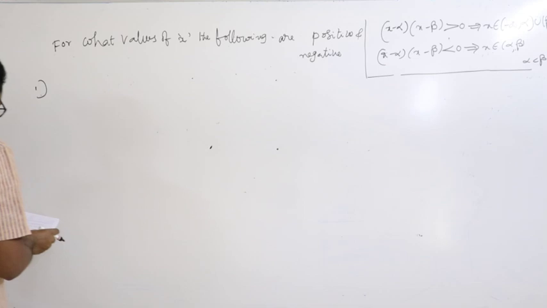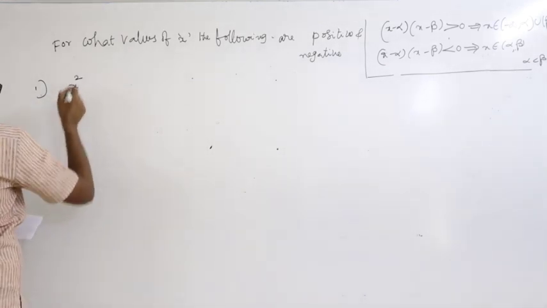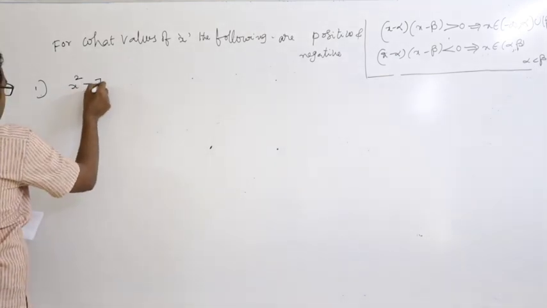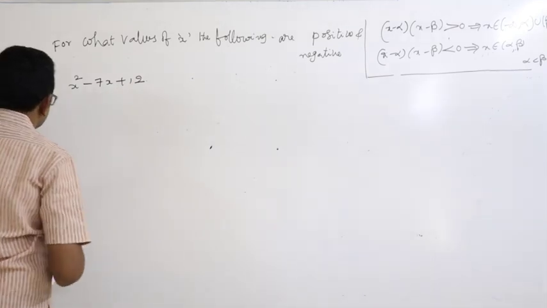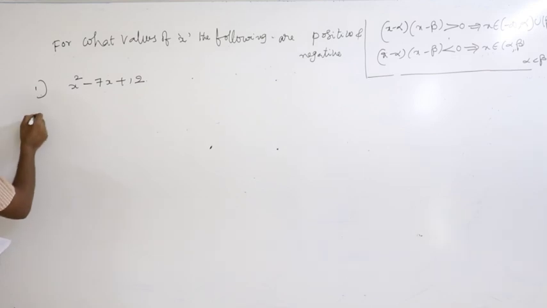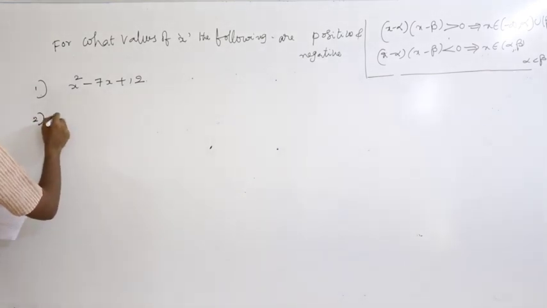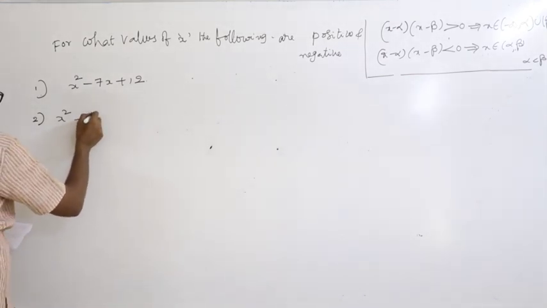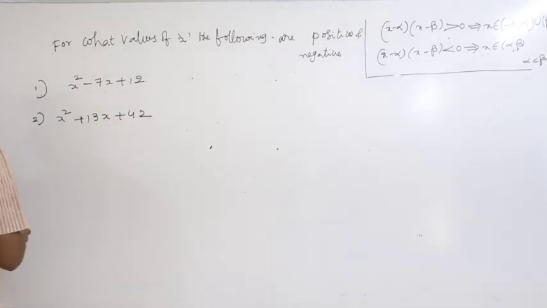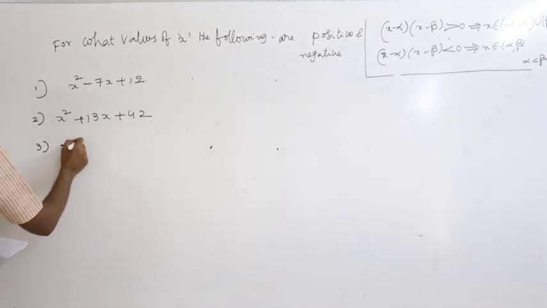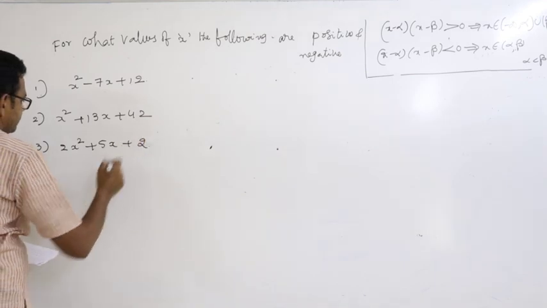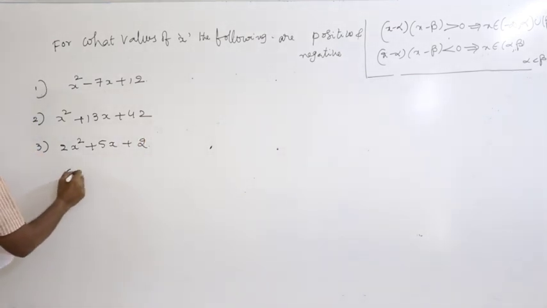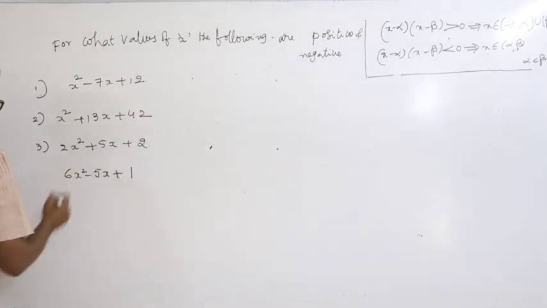First one, x square minus 7x plus 12. Second one, x square plus 13x plus 42. 2x square plus 5x plus 2. 6x square minus 5x plus 1.